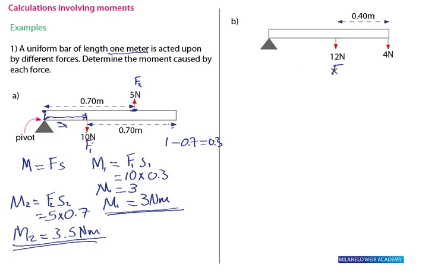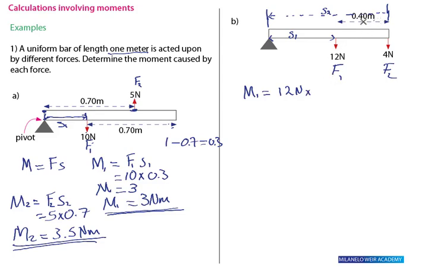So let's call this F1, F2, and the distance from the pivot to F1 is S1. The distance from the pivot to F2 is S2. Right, let's start with M1 is equal to 12 Newton times, what is the value of S1?